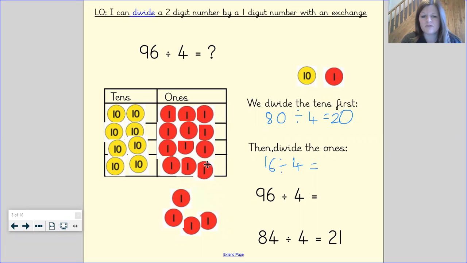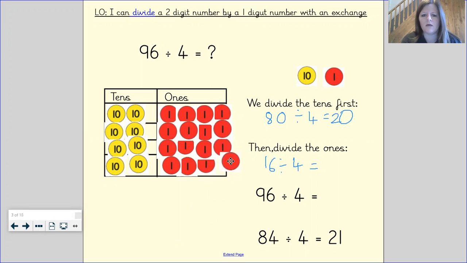And you might be able to do 16 divided by 4 in your head. If you think 4 times what is 16, let's see whether you're right. Okay, we have got 4 ones in each group. So let's do 16 divided by 4. Oops, sorry, let me just get the pen. Here, 16 divided by 4 is 4.